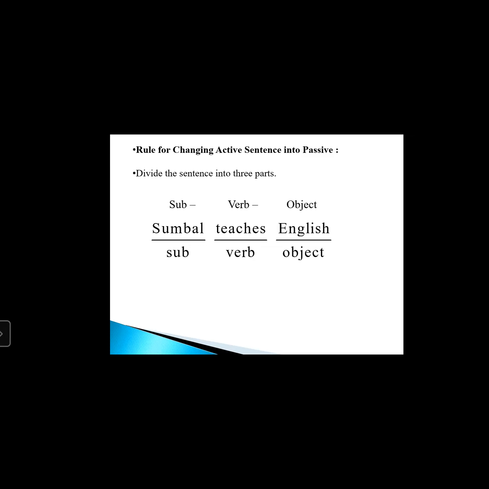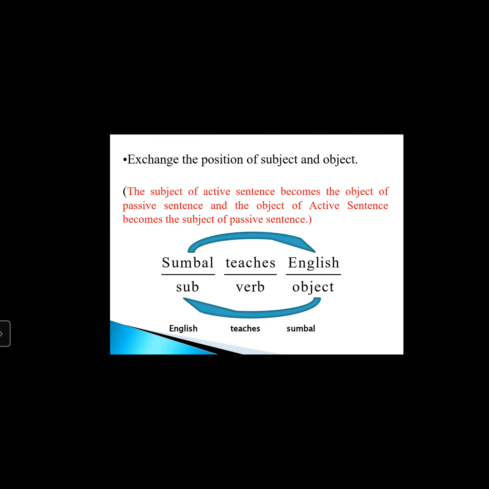So when you are new, you have to follow the rules. The rules will guide you. And rule number 1 says that before you directly change that sentence into passive, first of all, divide that sentence into three parts, find out subject, verb, and object. And after finding subject, verb, and object, you will move to rule number 2. Here, Sumbal is the subject, teaches is the verb, English is the object.